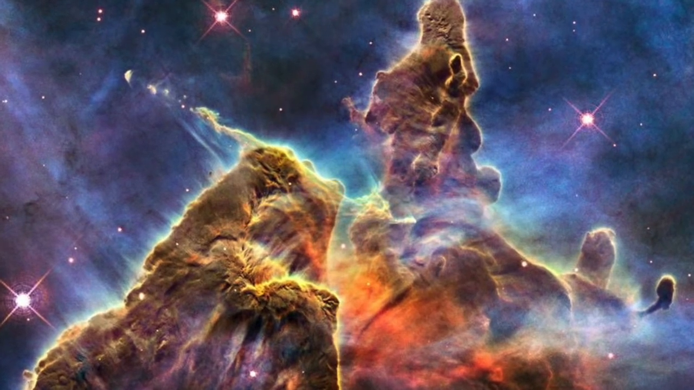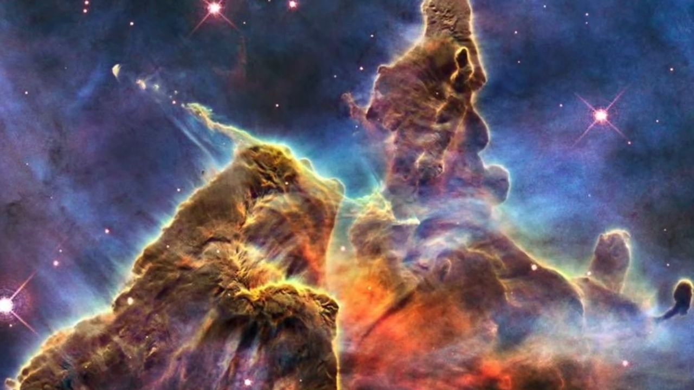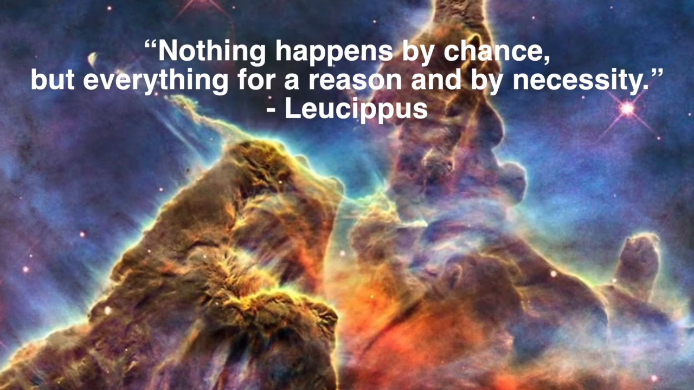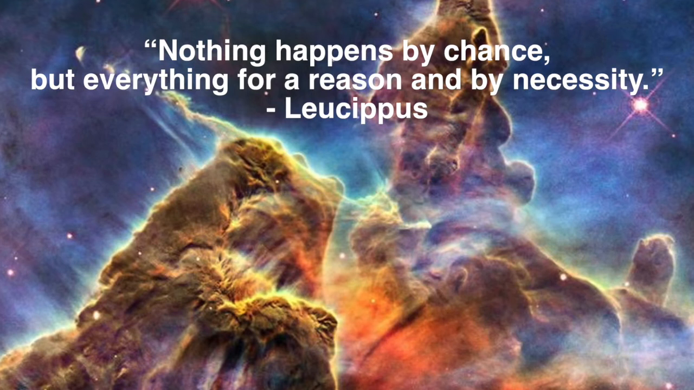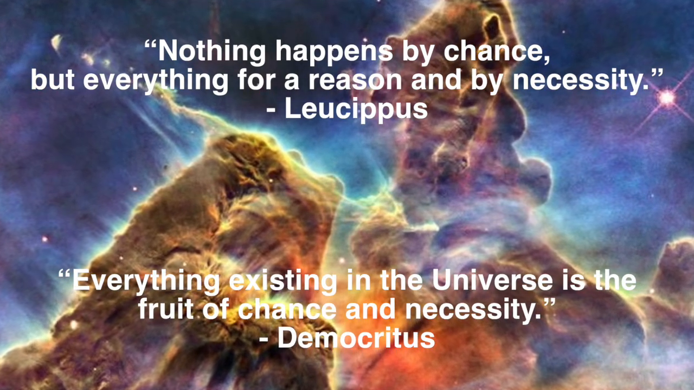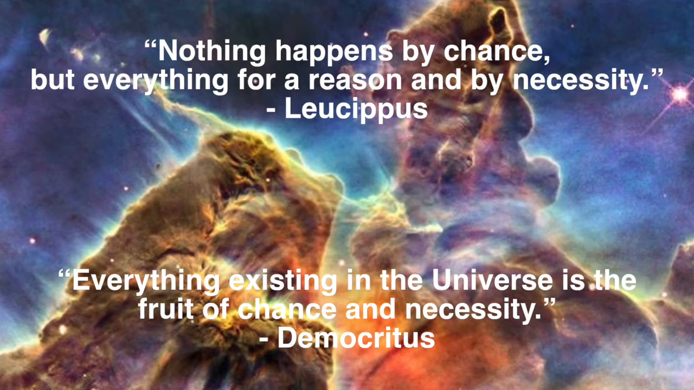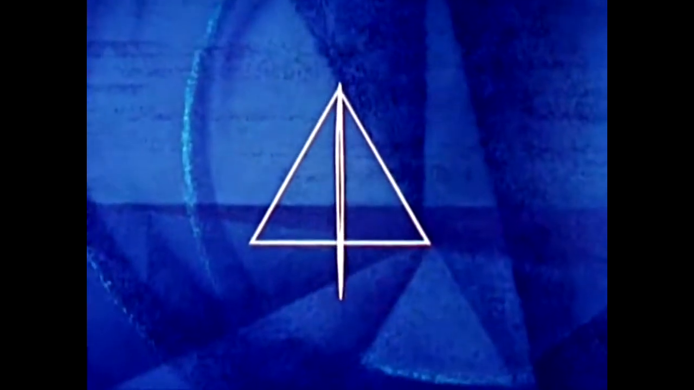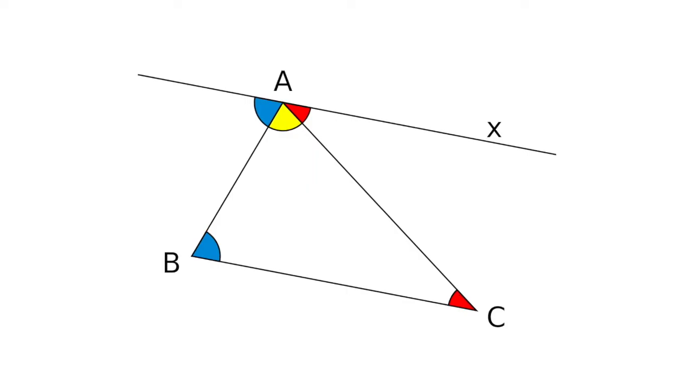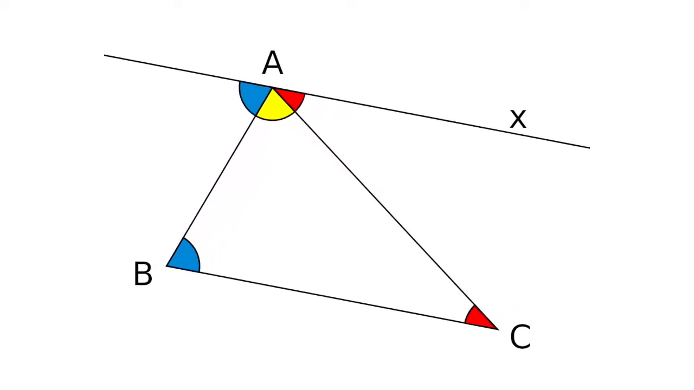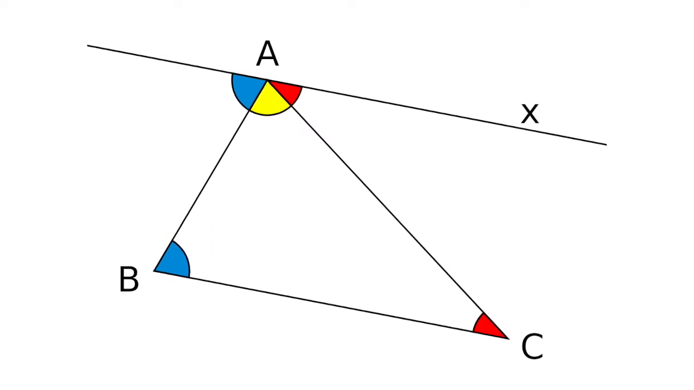There have always been two competing views of science. The one of Leucippus, which says, nothing happens by chance, but everything for a reason and by necessity. And the atomist view of Democritus, which says, everything existing in the universe is the fruit of chance and necessity. But both agree on the point of logical necessity. It's the kind of inescapable necessity that makes the internal angles of a triangle add up to 180 degrees on a flat surface. An ironclad necessity that clips the wings and constrains even an omnipotent god.